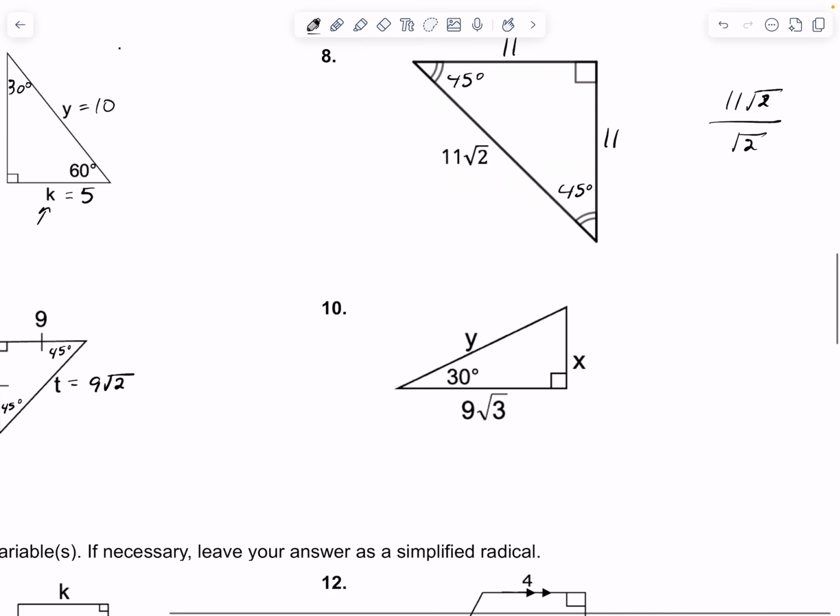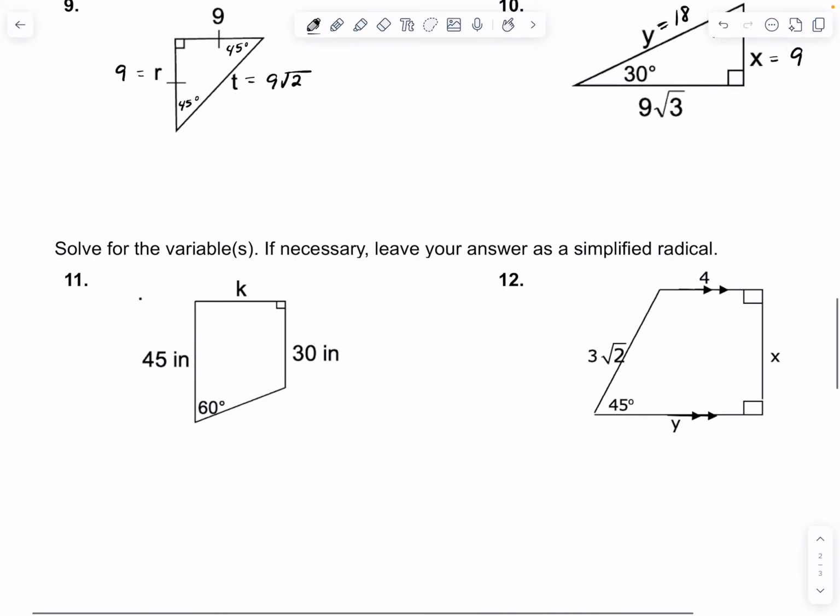Okay, number 10. They're giving us across from the 60-degree angle, so 9 root 3. So I'm going to divide that by the square root of 3 to find this x, which is across from the 30-degree angle, which is 9. And then the hypotenuse is double that, which is going to be 18. All right, let's go to the next section.